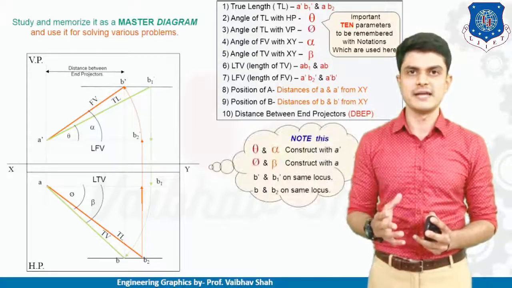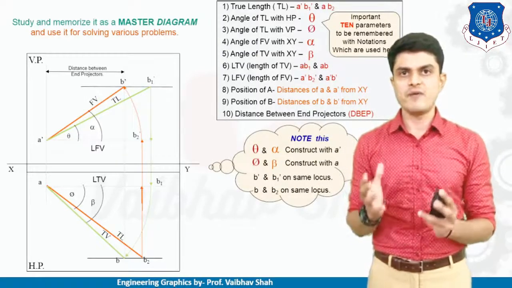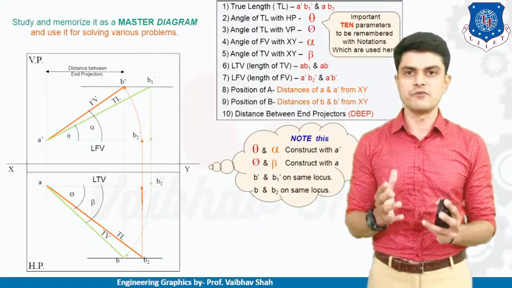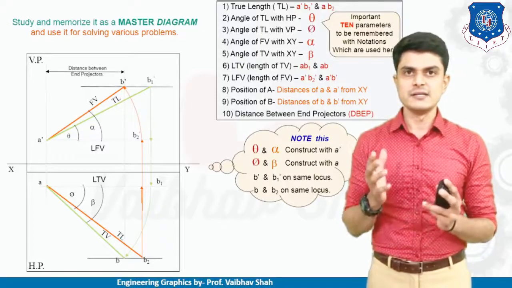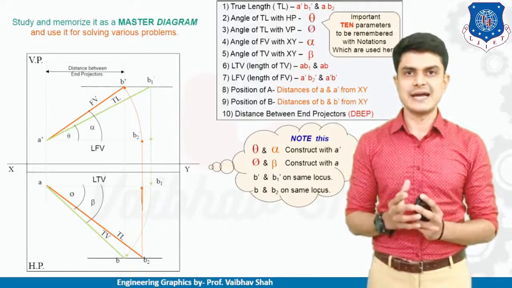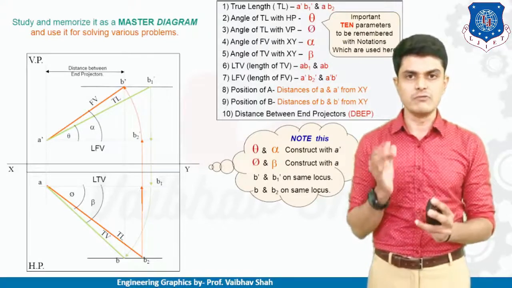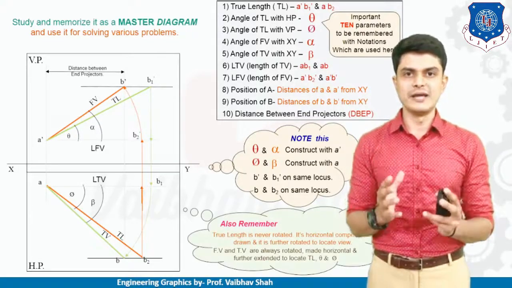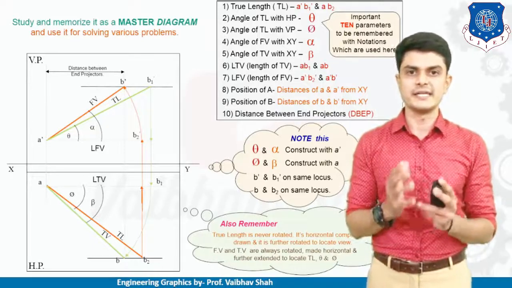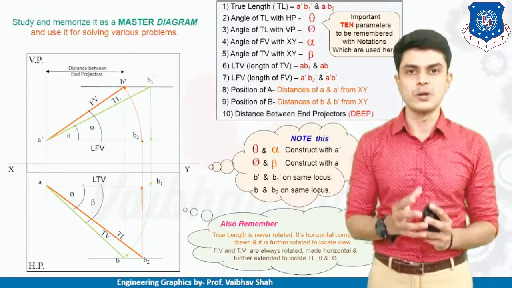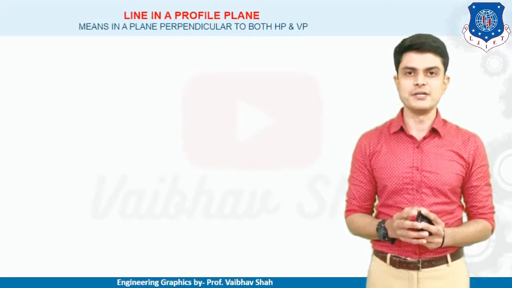But always remember that theta and alpha are always taken with a dash. Phi and beta are always drawn from your point A. B dash and B1 dash are always on the same locus line, and B and B2 are always on the same locus. And always remember, your true length is never rotated, and the top view and front view are rotated in order to get your true length, right? So let us begin with our very first example here.